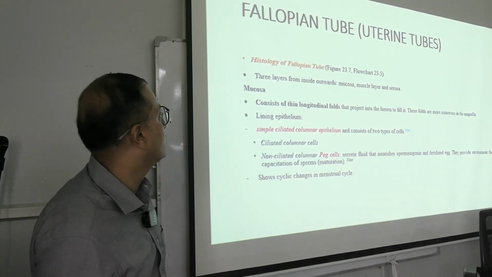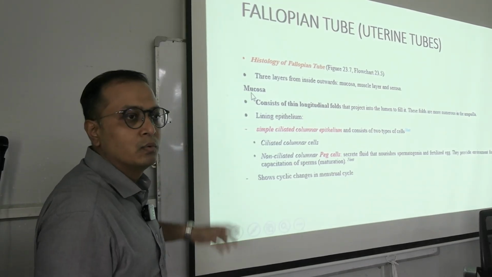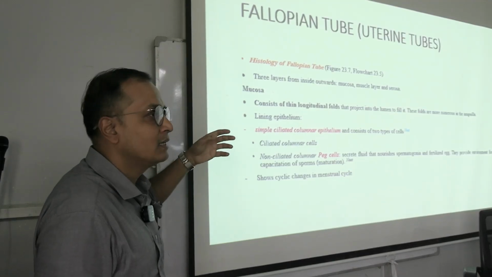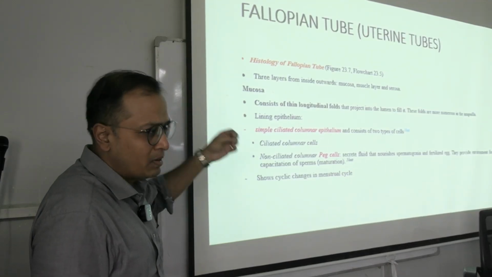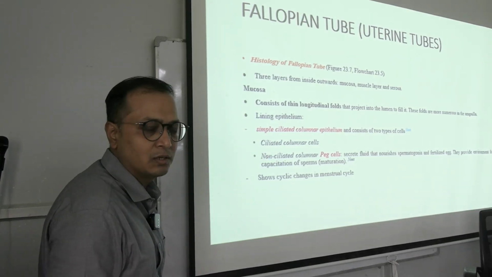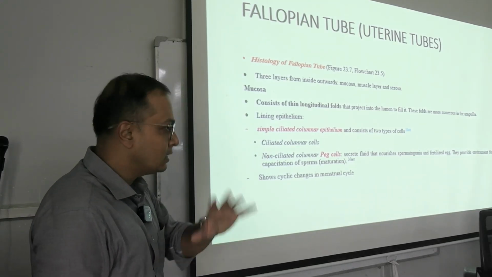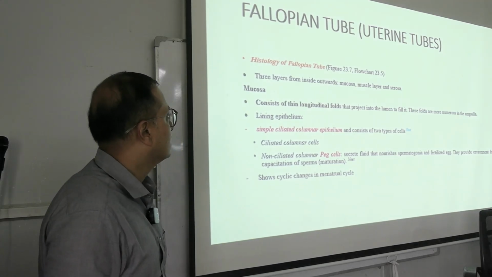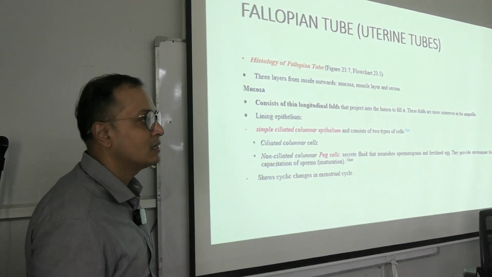The mucosa, the innermost layer, doesn't have that much complexity. It doesn't have the lamina propria or the muscularis mucosae. That complex structure does not exist here. The submucosa, which is present in the GI system, is absent. We have seen that. So this fallopian tube consists of three layers.